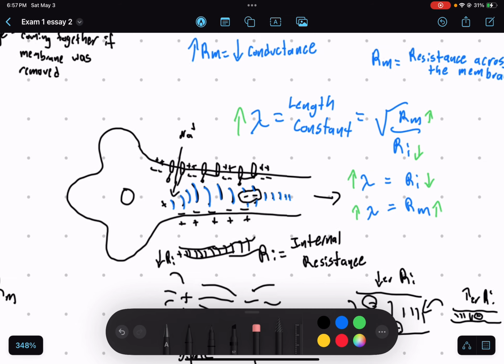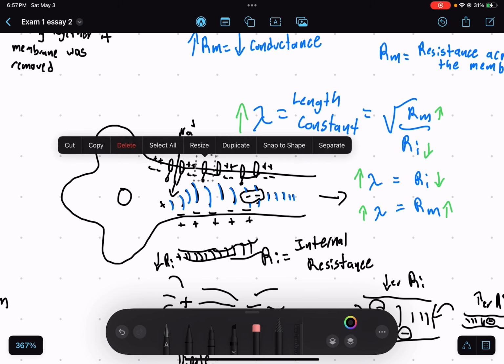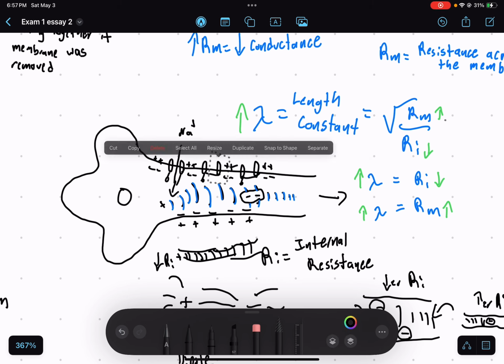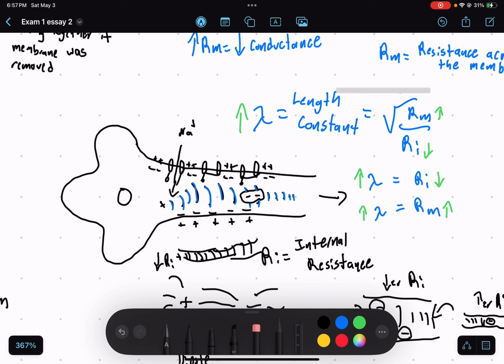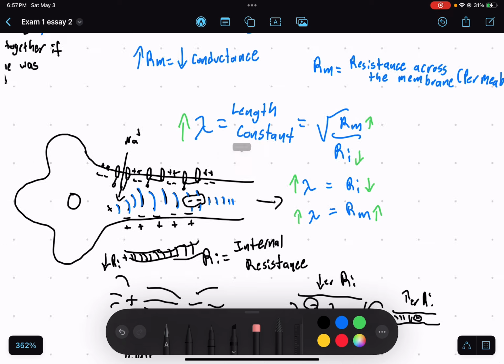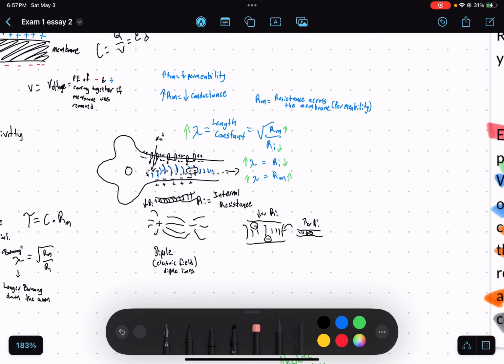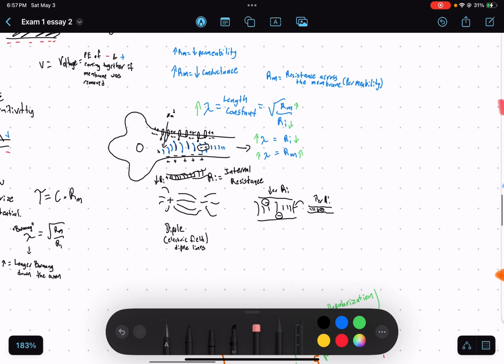Because if the membrane resistance is opening up at each place, like there are more channels, then the membrane resistance is lower. If we have the higher membrane resistance, we're going to have a higher length constant because there's not going to be as many things taking away from that charge, so this will be able to travel much further.